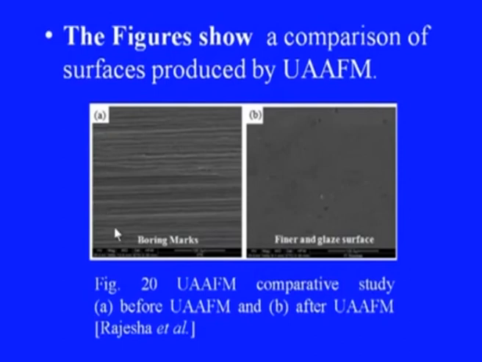So, here we can see the result of this process, the ultrasonic assisted abrasive flow machining machined surface, which prior to this was like this, and this improvement in surface finish is nearly 50 times better.